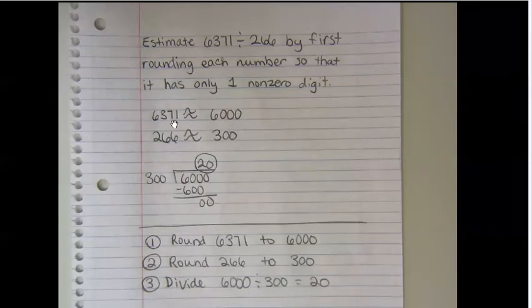So 6,371, the 6, the first number, is going to be our only non-zero digit. Everything else is going to be zeros. And so I can round this to either 6,000 or 7,000, and it's closer to 6,000. 266, so only this first number is going to be a non-zero digit. Everything else after it will be zeros. I can round this to either 200 or 300, and it's closer to 300. And then divide, 6,000 divided by 300 is 20.